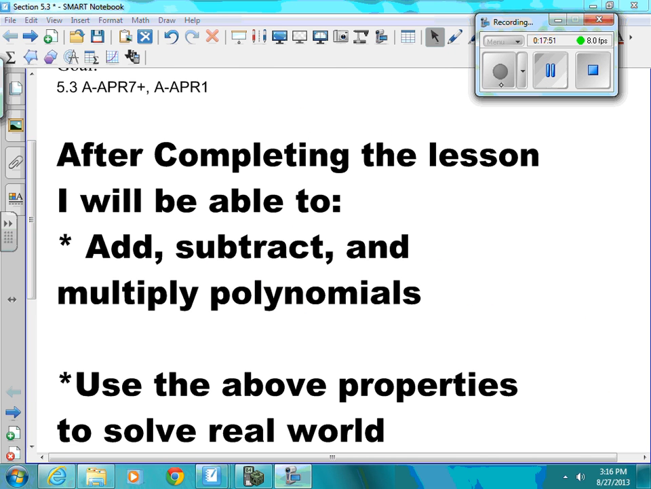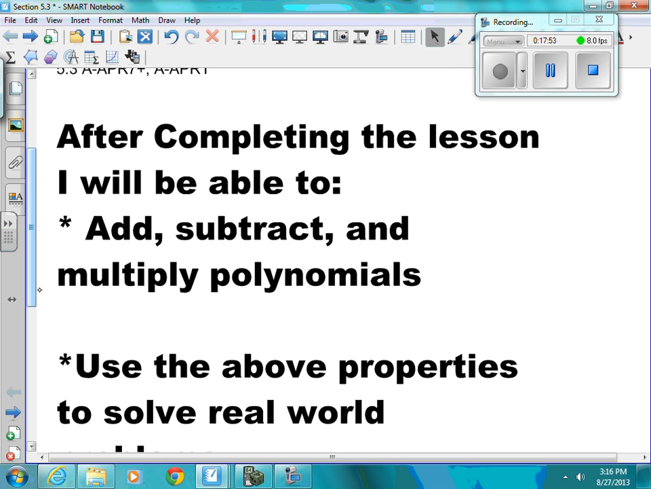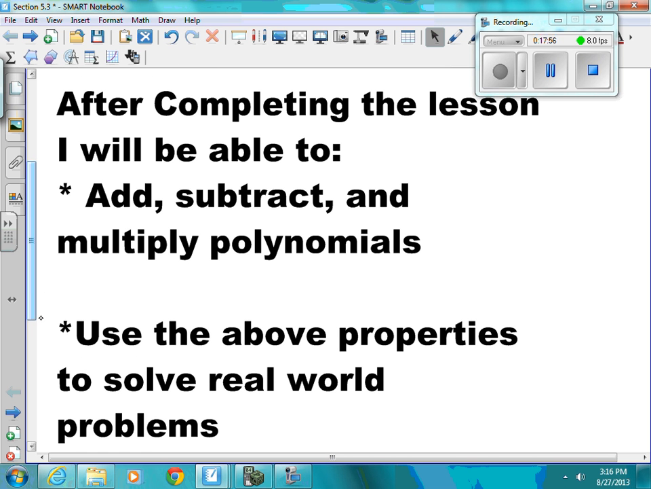After completing this lesson, hopefully you agree that we've mastered these 2 targets: you are able to add, subtract, and multiply polynomials, and you're also able to use those properties to solve real-world problems. This last one we haven't done yet, but we did the skills today. Tomorrow we'll bring this target with us and apply it to some story-type problems or more real-world type problems in class. So have your notes, have the concrete ideas down, and we will hopefully extend them in class tomorrow.